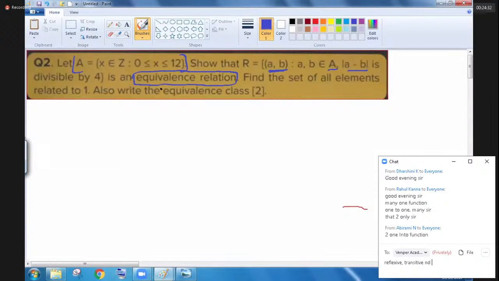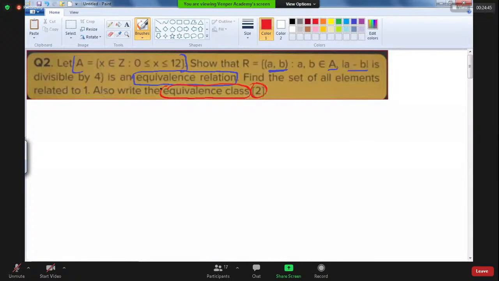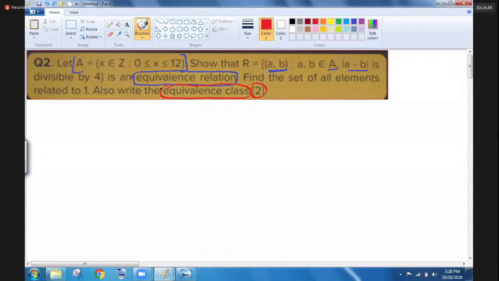Find the set of all the elements related to one. Also find the equivalence class of 2. There are so many things you will learn out of this question, like what is an equivalence class, what is the equivalence class of 2, and what are the set of all the elements related to one. So this question is quite useful.